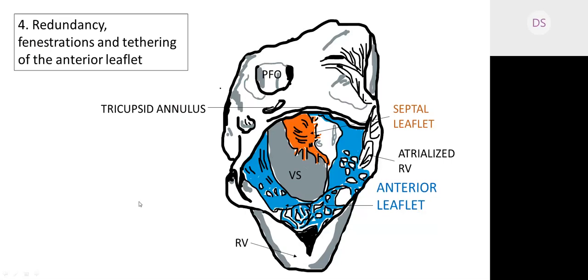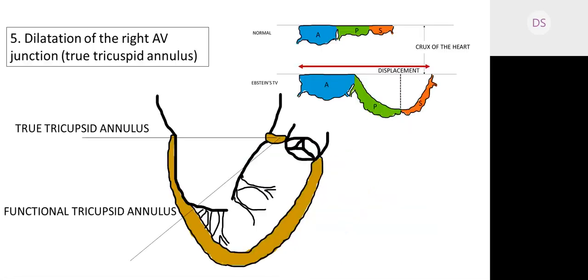So the anterior tricuspid leaflet is usually involved, but displacement of the anterior leaflet is rare. And the fifth component is the dilatation of the true tricuspid annulus. Now let's understand what the true tricuspid annulus is.